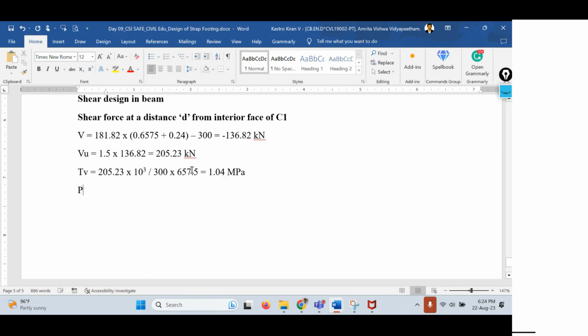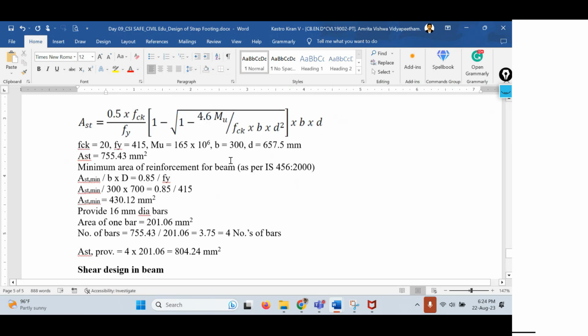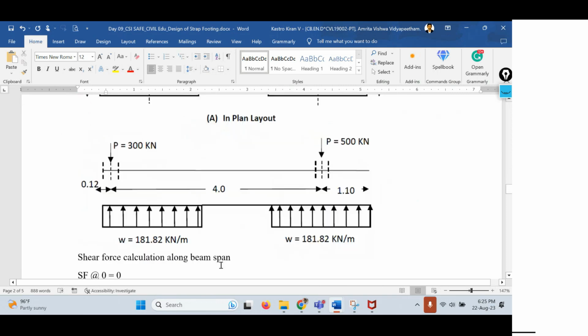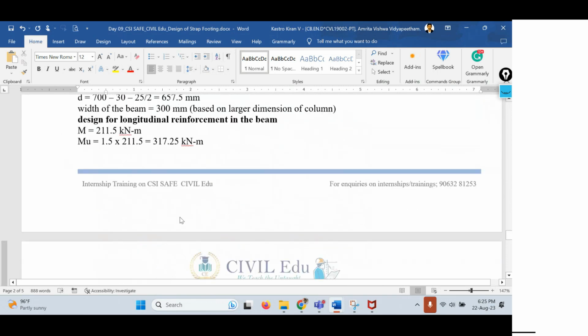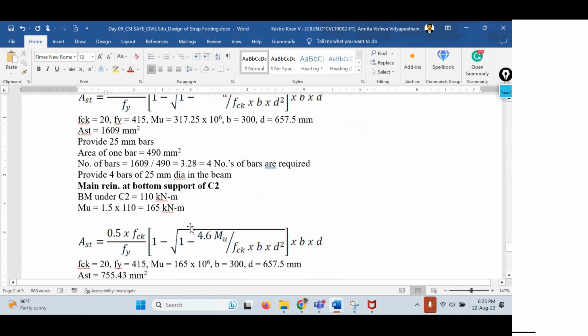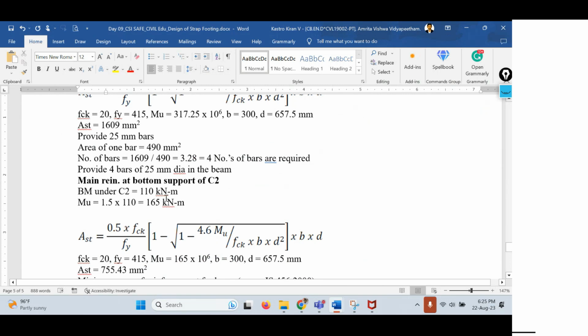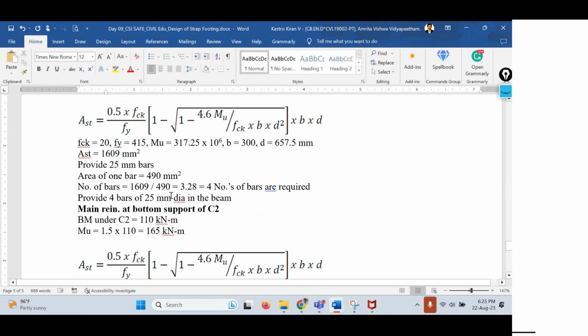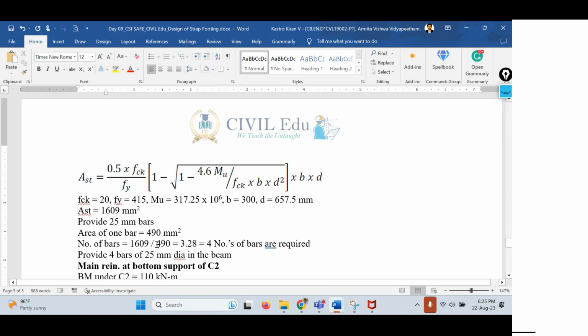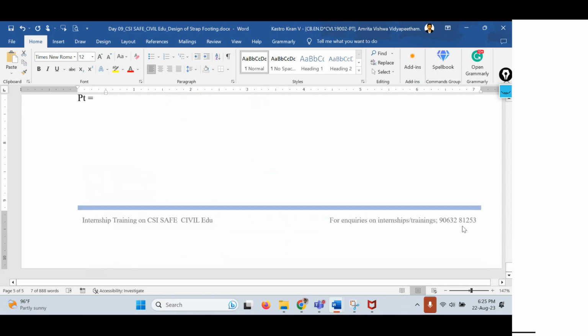Now, based upon this, we can find the percentage of steel. We have got the value of the steel, which is 490 something. Let me check that, the main reinforcement. Longitudinal, yes, main reinforcement. Here, this one, area of one bar. That is a 25 mm diameter bar, that is 490.